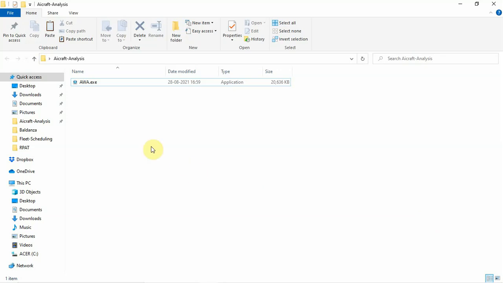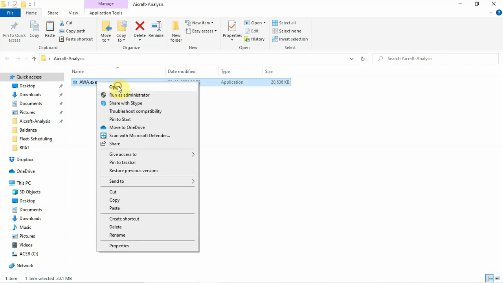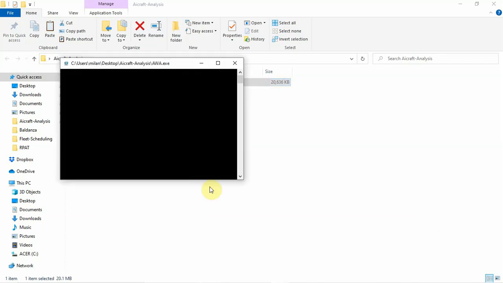Hi, I'm Milan Gandhi. We have developed an aircraft worth analysis tool. This is the executable. We'll open it. It'll take a couple of seconds to activate.